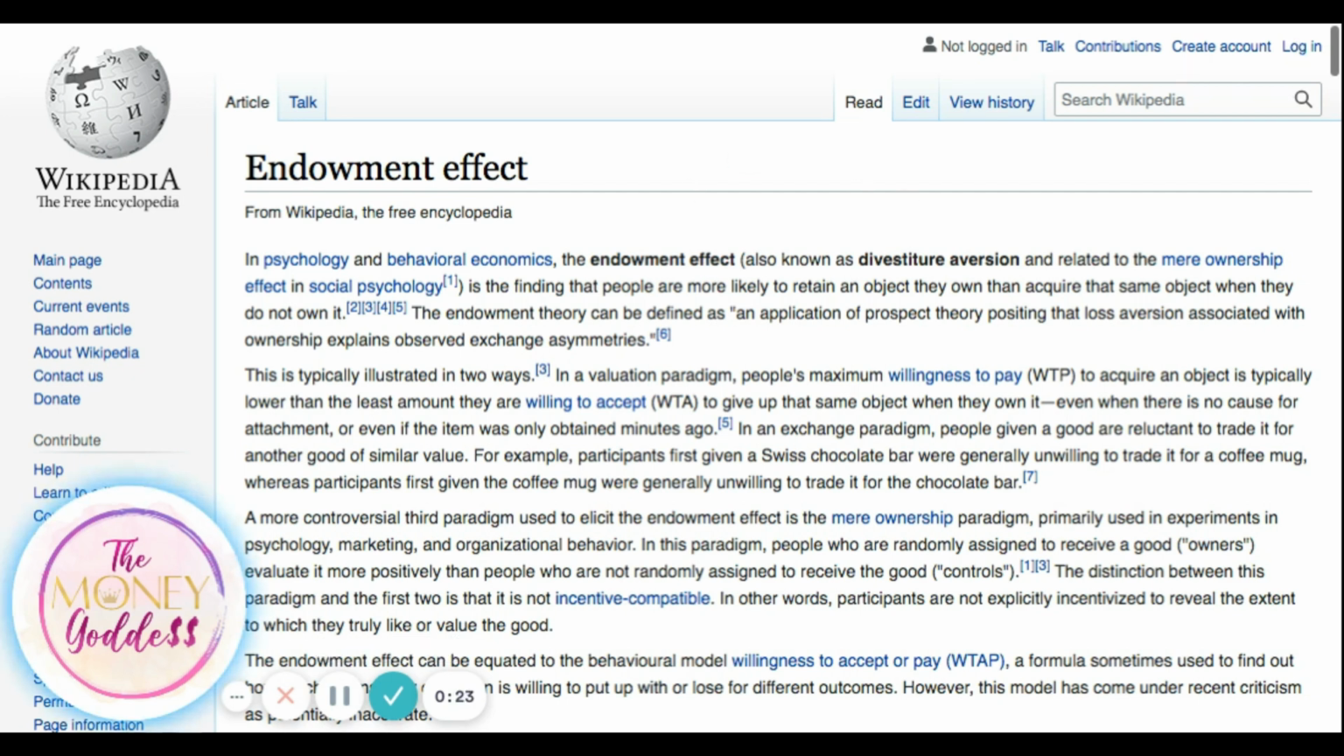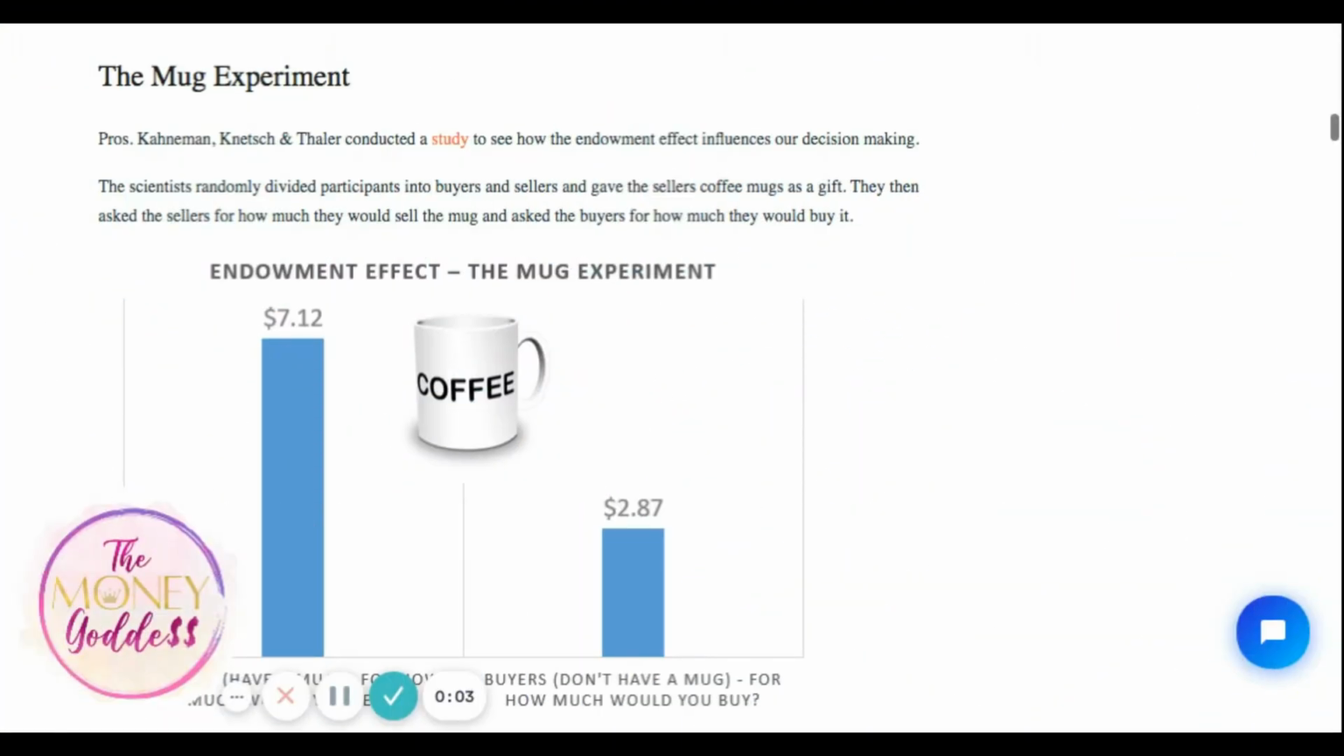So let's go over the endowment effect, which I think is very interesting in psychology and behavioral economics. The endowment effect is the finding that people are more likely to retain an object that they own than acquire the same object when they don't own it. So let's look at an illustration. Here is an illustration of the endowment effect, called the mug experiment.